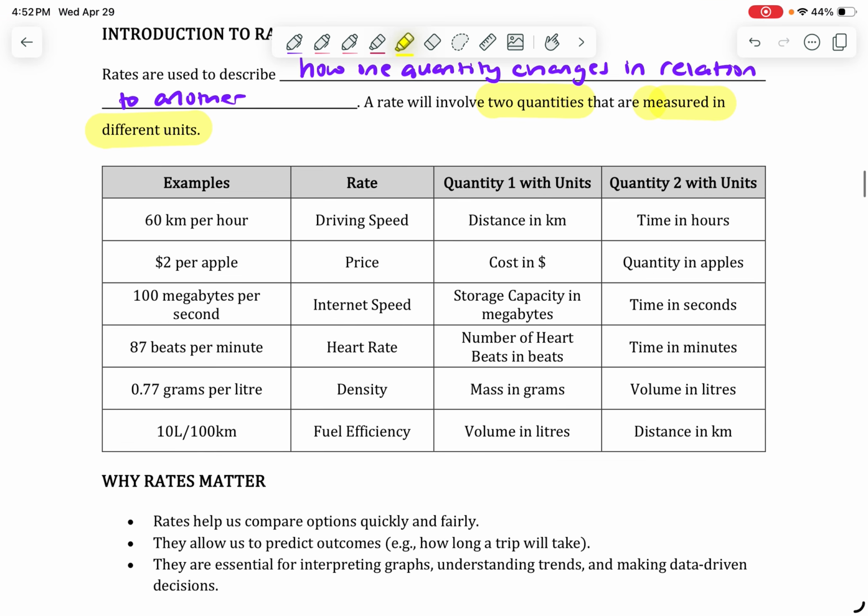Now, here are some examples of rates. So 60 kilometers per hour. So it measures two things. Now the rate we often talk about is driving speed. So how fast something's going. You see that on speed signs. You see that on, I don't know if you're watching F1 and you want to know how fast the vehicle is driving. That's typically what kilometers per hour talks about.